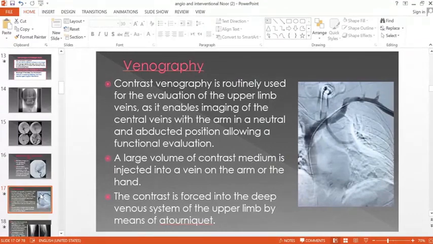In venography, you need a large volume of contrast medium injected in a vein in the arm or in the hand. The contrast is then forced to the deep venous system of the upper limb by means of tourniquet. We don't want it to dissipate in the superficial system. It is forced into the venous system by means of tourniquet, allowing visualization of the deep system, because this is what it's all about, the evaluation of the deep venous system of the upper limb.